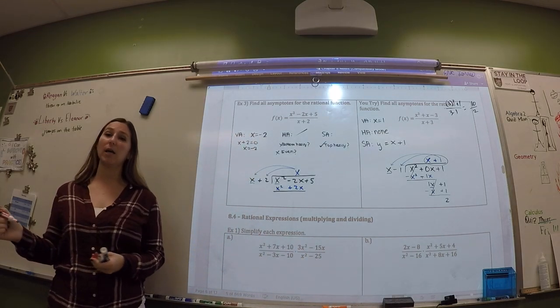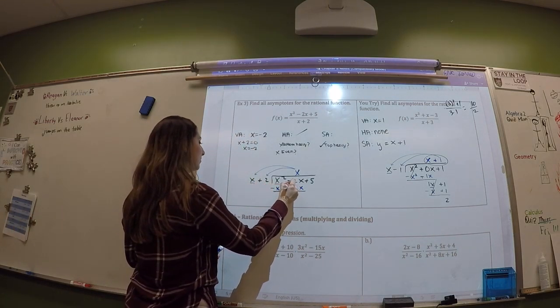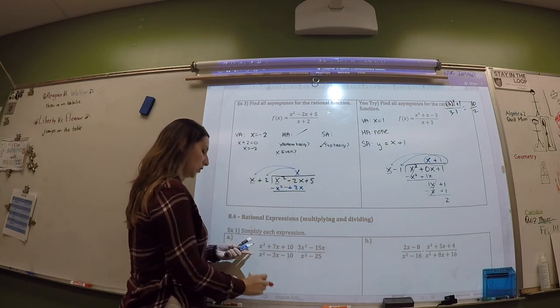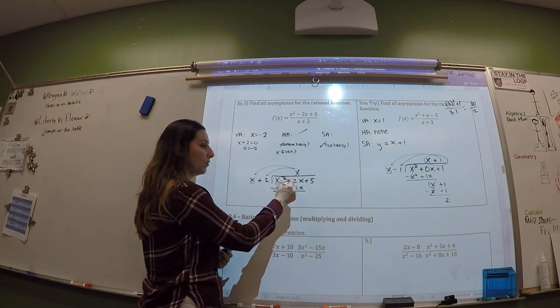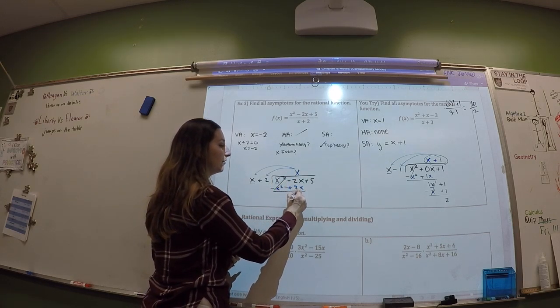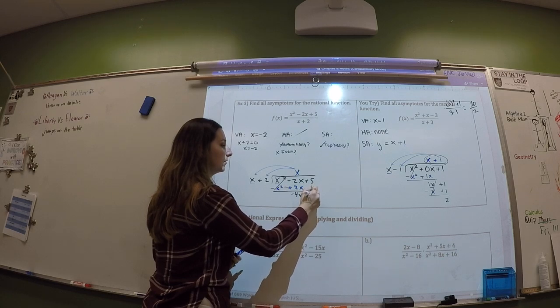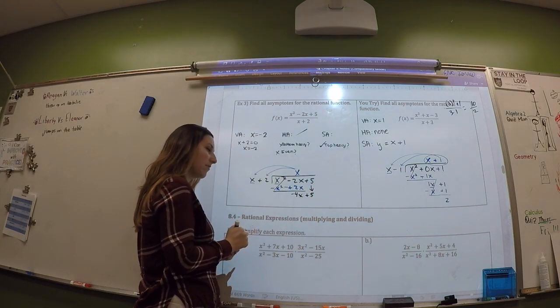And then we will subtract. So x squared minus x squared is 0. Negative 2 minus 2 is going to be negative 4x. And then you are supposed to bring down 5.